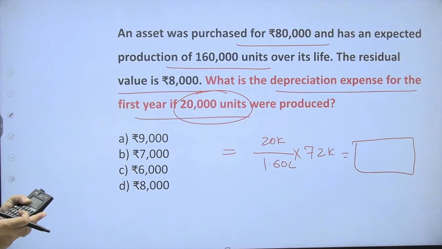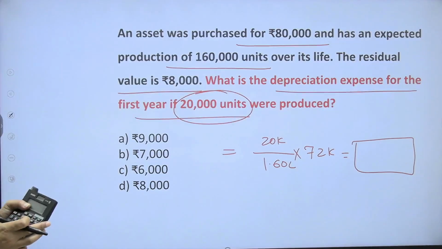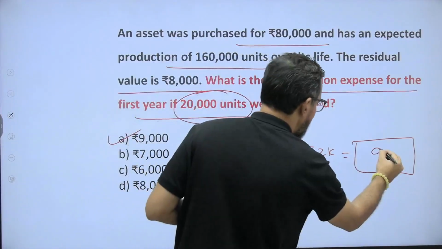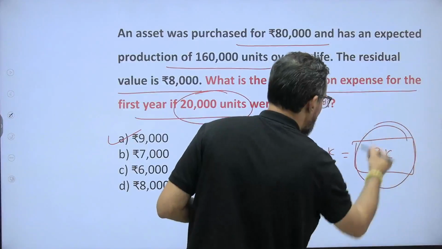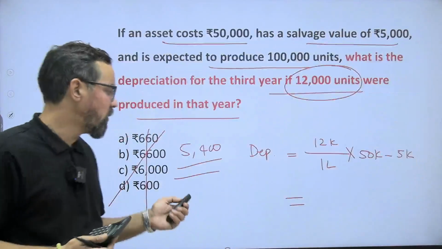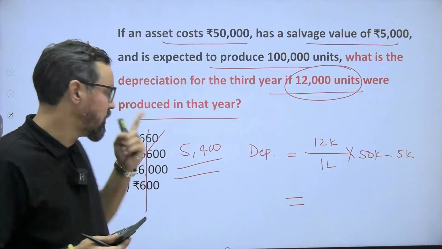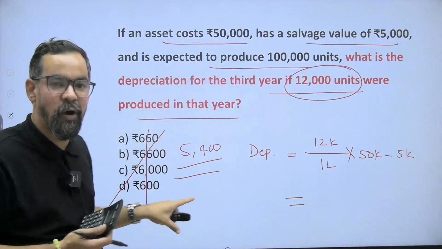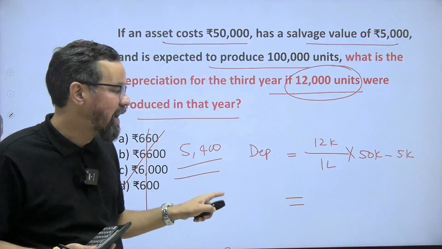So it is equal to 0.125 into 72,000. So it is 9,000. It will be your answer. So option A will be your 9,000. Okay? With some questions, the problem with these answers is that we have changed the numbers, but we did not change the options. So that's why the challenge is coming.